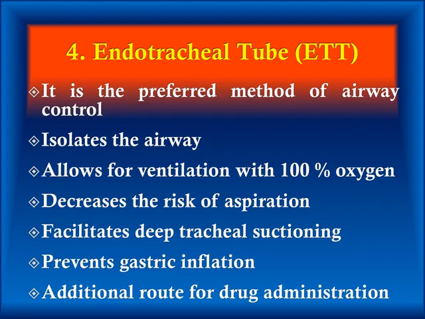Four, endotracheal tube, ETT. It is the preferred method of airway control. It has many benefits. It isolates the airway. It allows for ventilation with 100% oxygen. It decreases the risk of aspiration. It facilitates deep tracheal suctioning, prevents gastric inflation during ventilation, and also it is used as an additional route for drug administration.